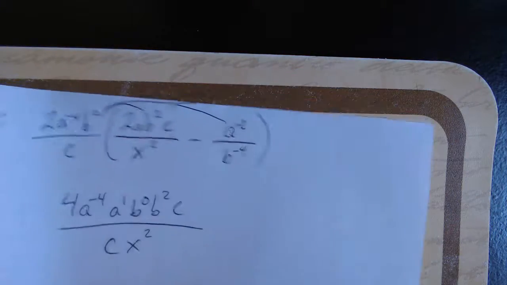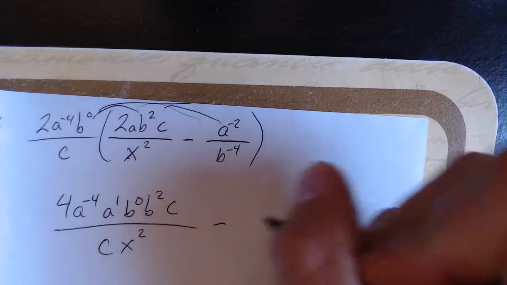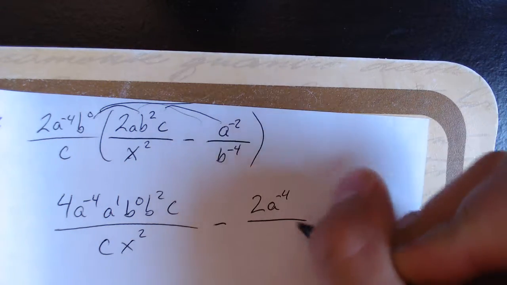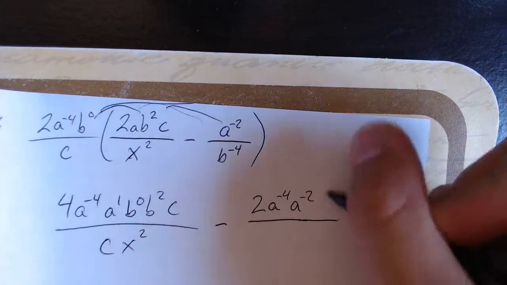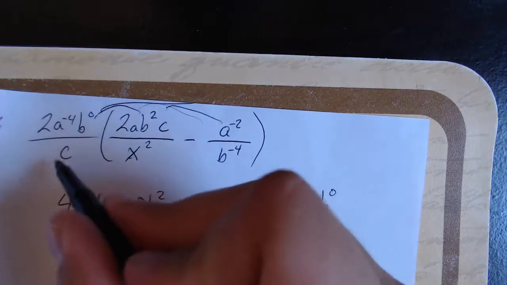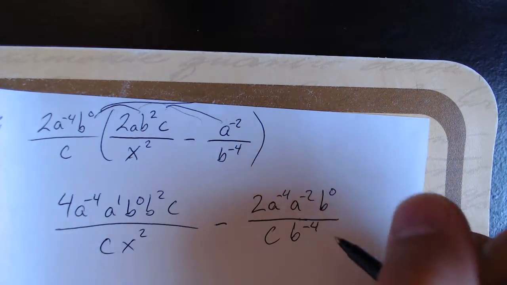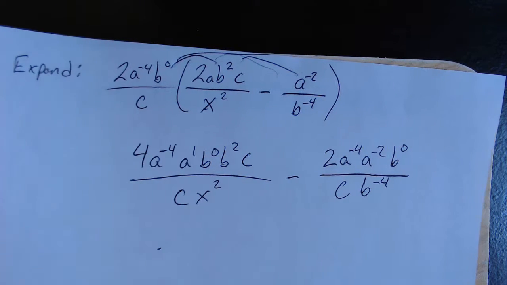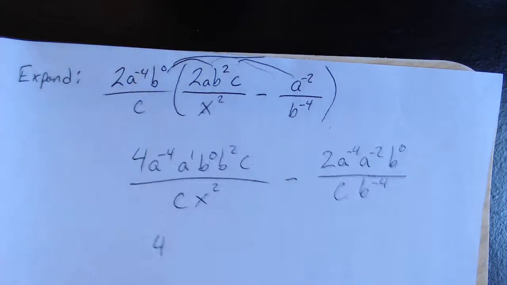Next one, this multiplication right here, we'll have the minus sign, then we'll have 2, A negative 4, A negative 2, B 0, over C, B negative 4. From here we just have to simplify our answer, combine all the A's and then cancel anything that we can cancel. So the 4 will come down and be the same.